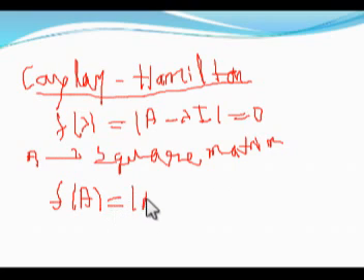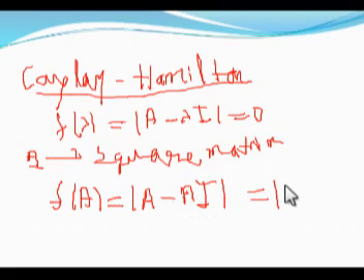I'm proving it also in a short manner: A minus lambda I, because lambda is substituted by A, meaning the square matrix, and I the identity matrix, is equal to, what will you get? Determinant of A minus A. When you subtract the same matrix from the same matrix, you must get 0. This is the Cayley-Hamilton theorem and its proof. Very short proof. You will not get this in your book, but it is a very good proof, very short proof.